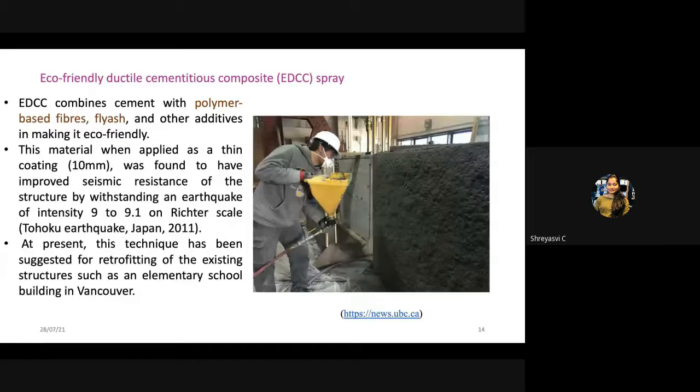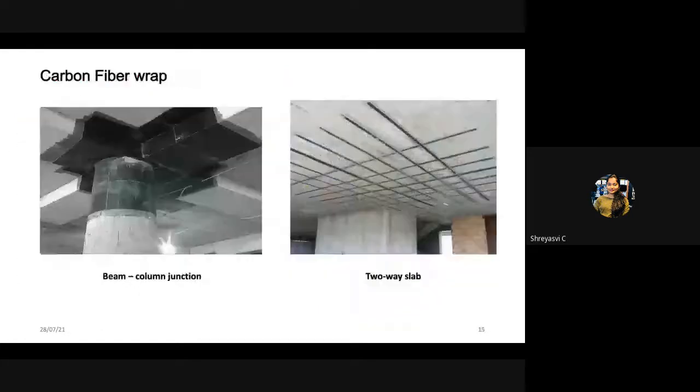Whenever they were doing the testing in the laboratory, obviously they had subjected it to a 9.1, the Tohoku earthquake, which occurred in Japan in 2011. So they found that even a thin coating of 10 mm could actually improve the ductile performance. In a similar way, last time when I checked, they were trying to do this for a nearby hospital, and some schools, and they were trying to see if this really has a real life application, or is it just restricted to the laboratory level. So this is one of the ongoing research, I hope.